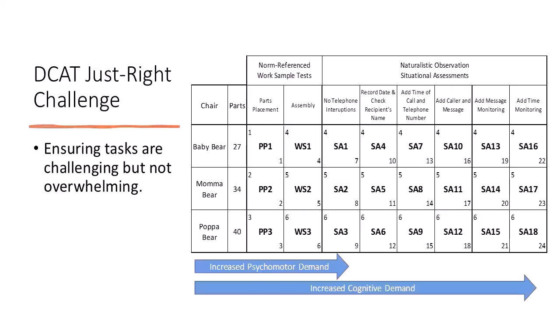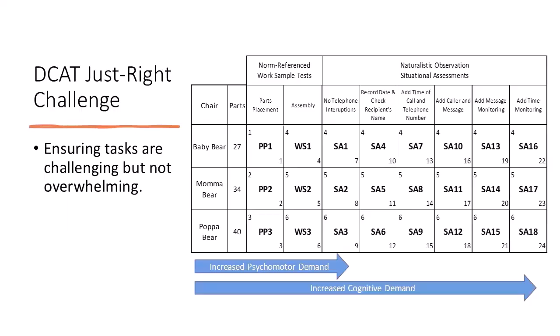Recall from Chapter 1 how crucial the Just Right challenge is for engagement and progress in rehabilitation. The DCAT situational assessments are specifically designed to offer this. And your client's performance on the baby bear chair work sample test can help you determine the appropriate starting point. So the work sample results actually inform this assessment? That connects the two modules nicely. Yes, that's how we designed the test battery.